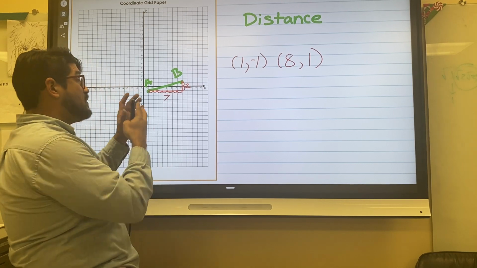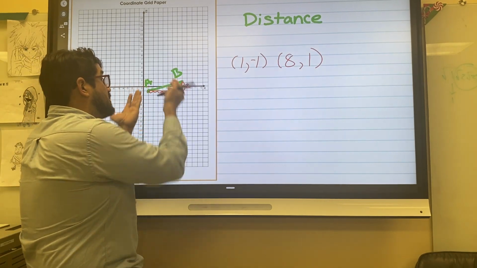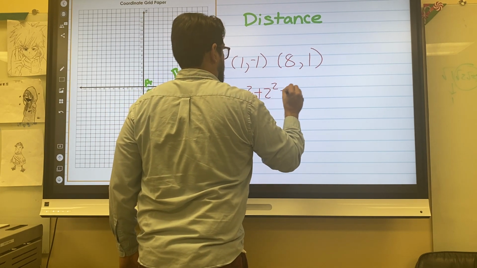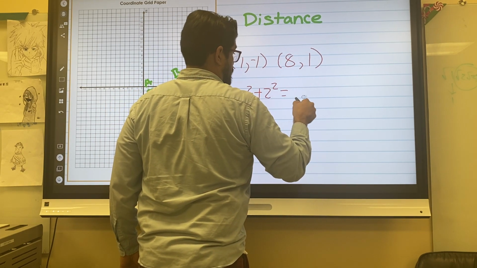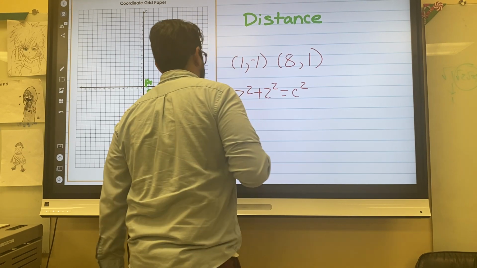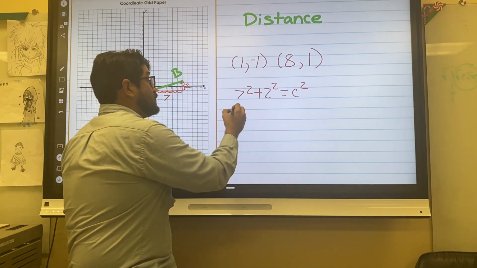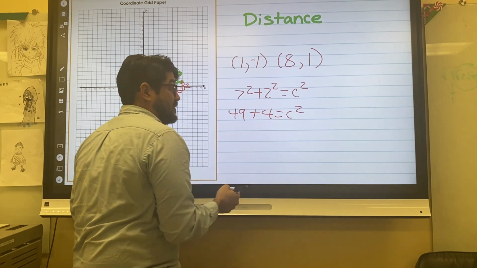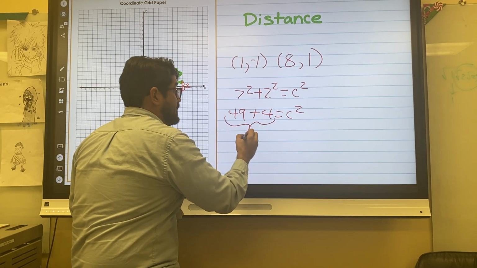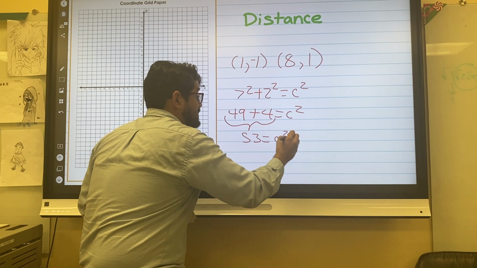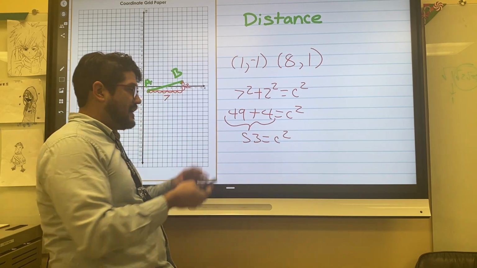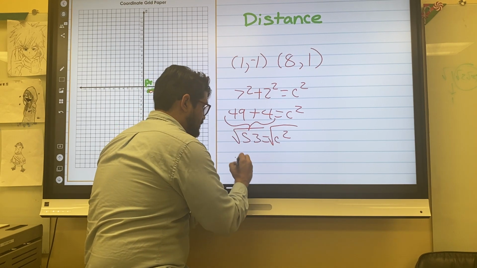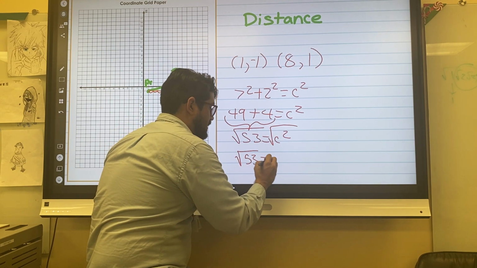The way you figure this out now is a squared plus b squared equals c squared. 7 squared plus 2 squared equals the distance, which will be c squared in this scenario. So 49 plus 4 equals c squared. So my answer is 53 equals c squared. But I didn't want to know what c squared means. I want to know what c is. So I'm going to square root. So my answer is the square root of 53 equals c.